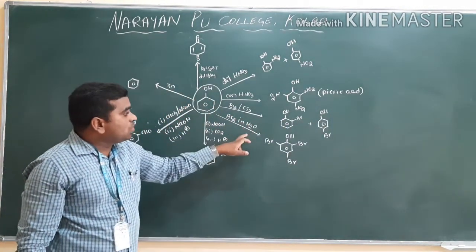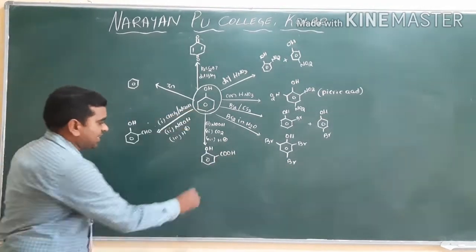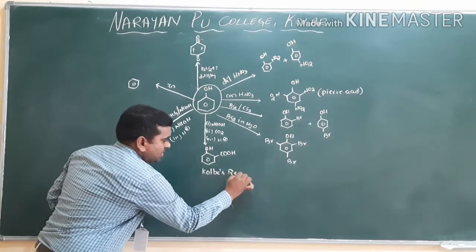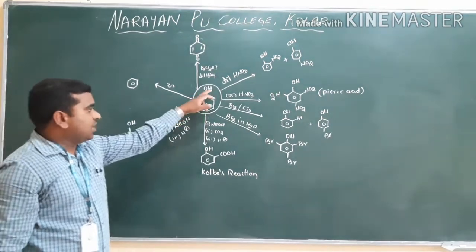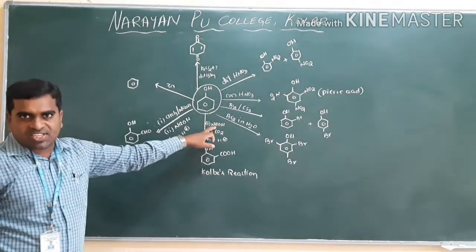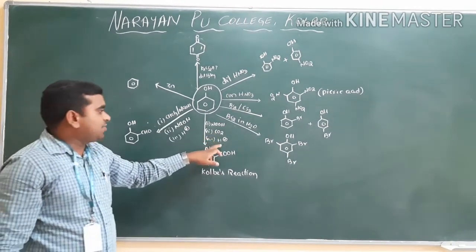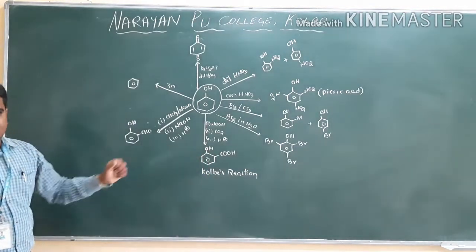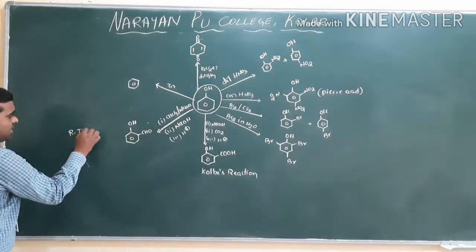And bromination in water gives 2,4,6-tribromophenol. And next, this reaction is the Kolbe reaction. We have already discussed it. In the Kolbe reaction, in the first step, phenol is treated with NaOH, and after that with the electrophile carbon dioxide, followed by hydrolysis, you will get salicylic acid.